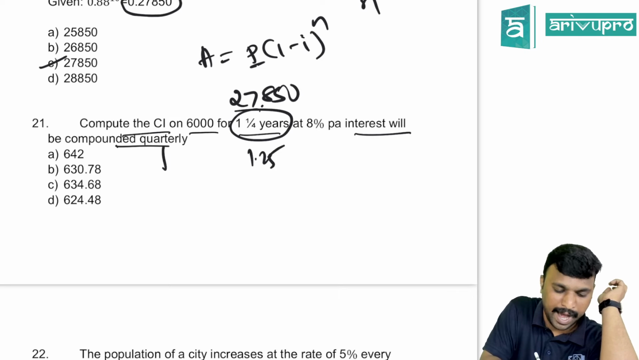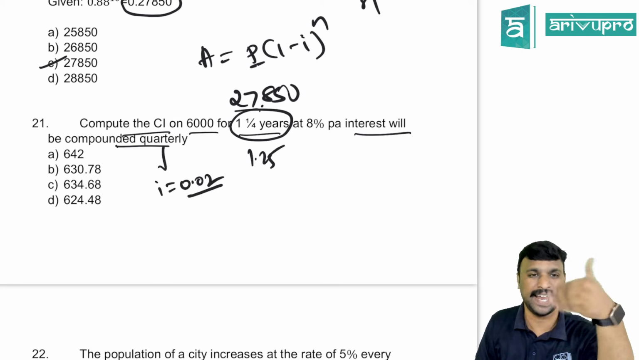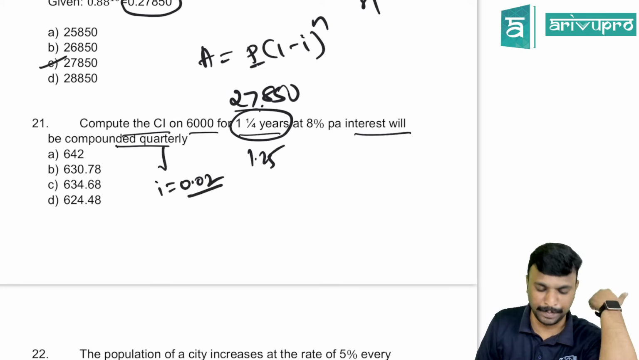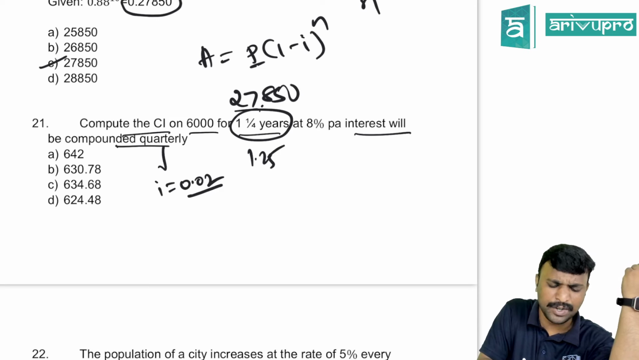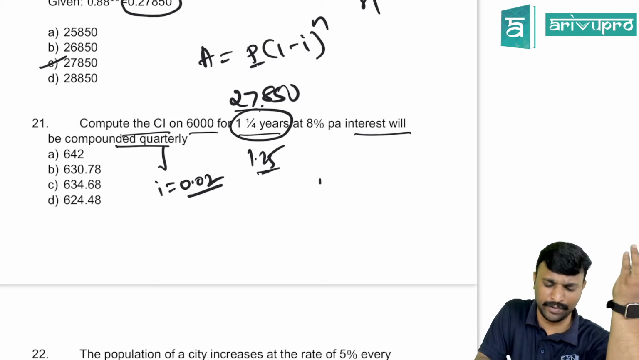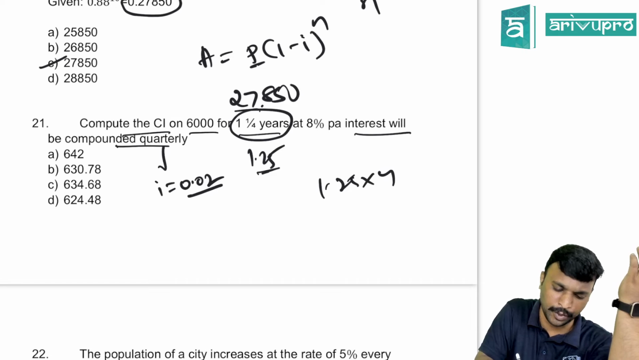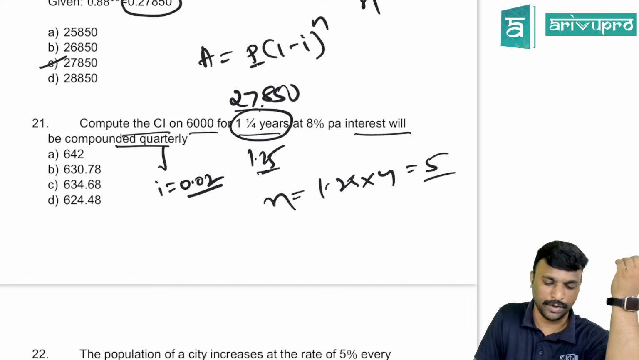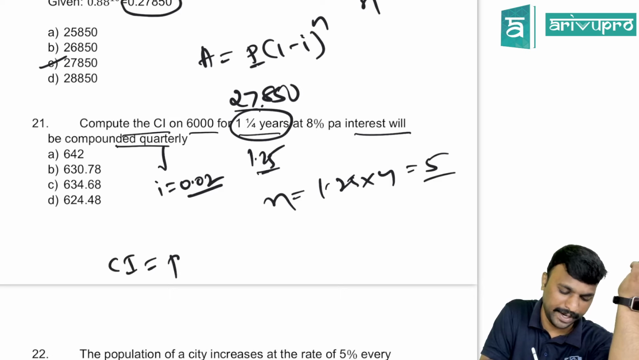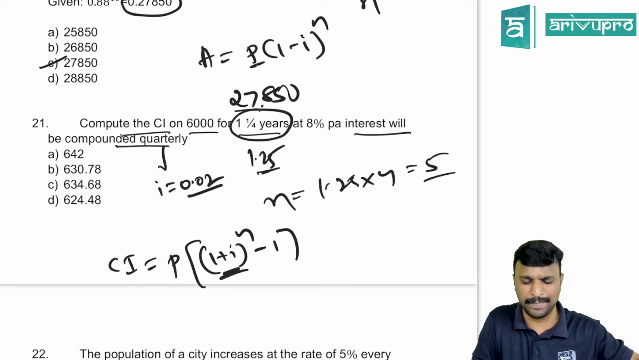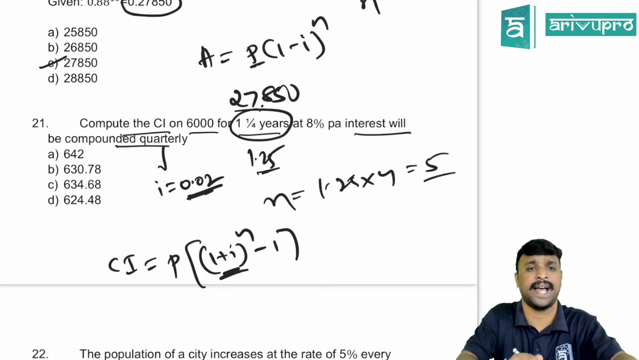That means I will not be 8%, it is 0.02. 2%, because 8 by 4 is how much? 2%. 2% means 0.02. And guys, n is not 1.25 because it is quarterly. 1.25 into 4 you have to do, which is equal to 5. So what we need to actually find out is CI. Guys, what is the CI formula? P into [(1 plus I) whole power n minus 1]. What is 1 plus I? 1 plus I is, guys, I is 0.02.